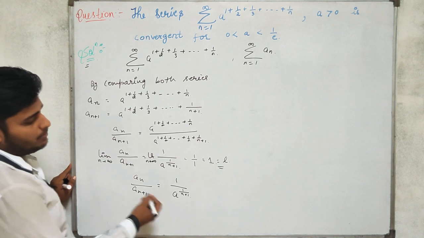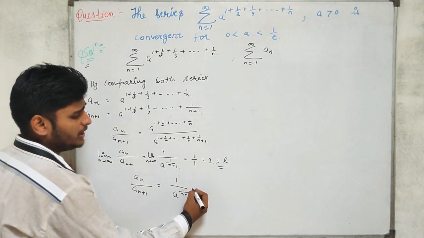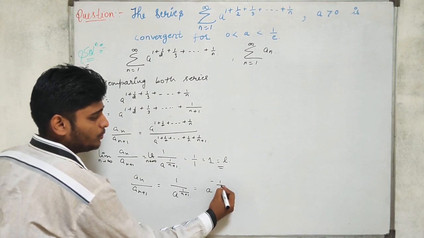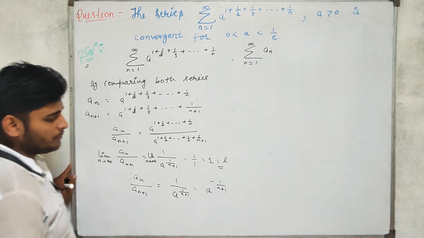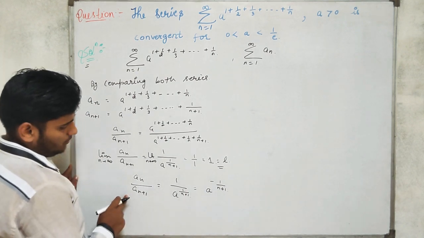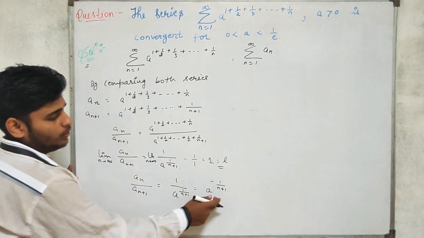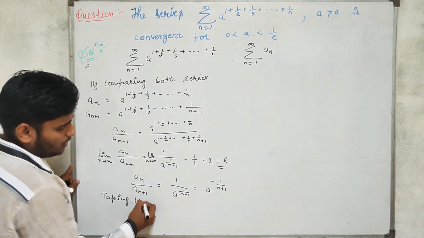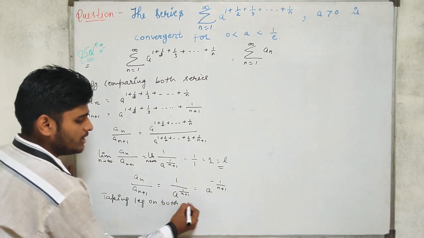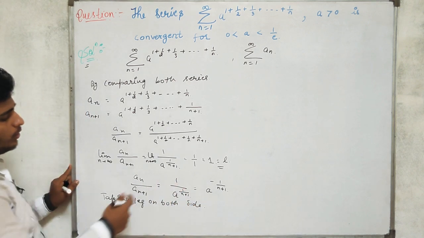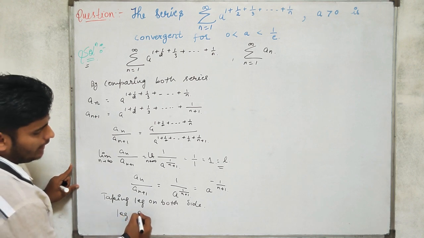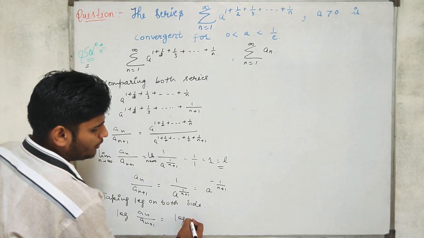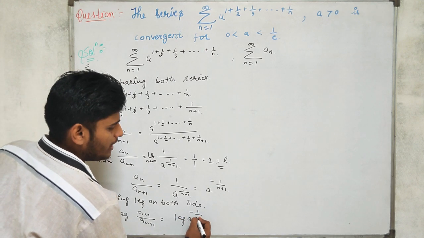Okay, and this can be written as a raised to the power minus 1 upon n plus 1. Now taking log on both sides, we get log of an upon an plus 1 is equal to log of a raised to the power minus 1 upon n plus 1.